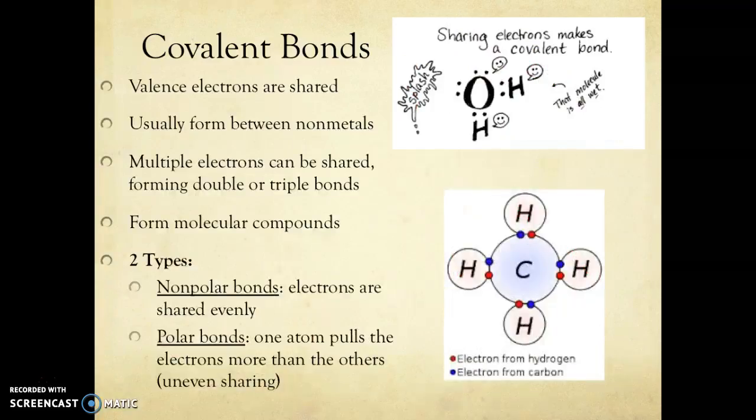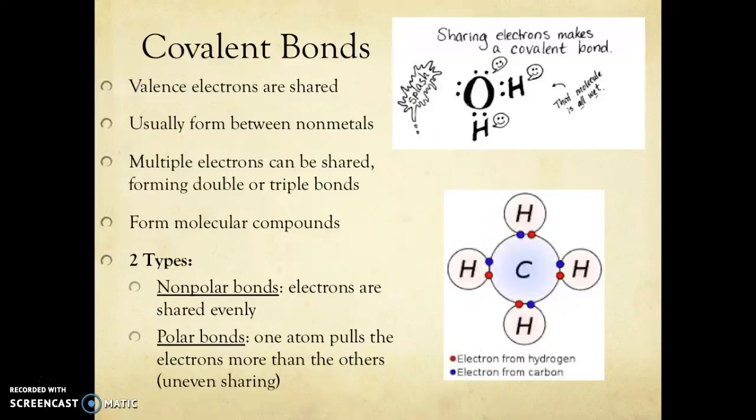So we have a few types of bonds that we're going to talk about. We're going to go through them a little bit quickly for the sake of time. Covalent bonds. In a covalent bond, the valence electrons are shared. These form between nonmetal elements. It is possible for multiple electrons to be shared by the same atoms, and when that happens, it forms what we call a double or a triple bond. Compounds that are made with covalent bonds are called molecular compounds or molecules.